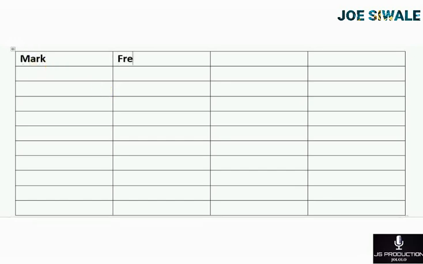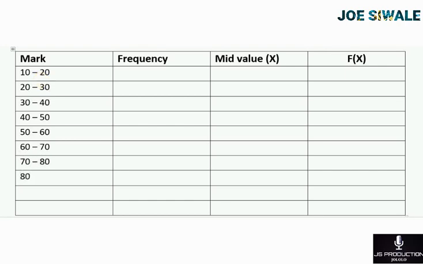So I'm going to write my frequency, which is represented by the letter f, my middle value, which is represented by the letter x, and my f of x. So f of x means frequency multiplied by the middle value. Then I'm going to have 10 to 20, 20 to 30, 30 to 40, 40 to 50, 50 to 60, 60 to 70, 70 to 80, 80 to 90, 90 to 100.